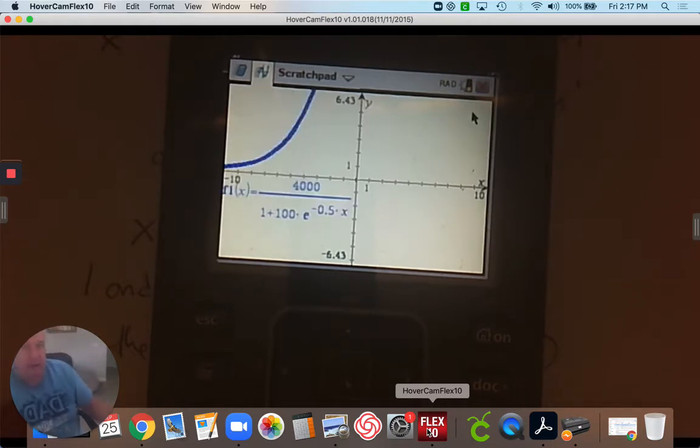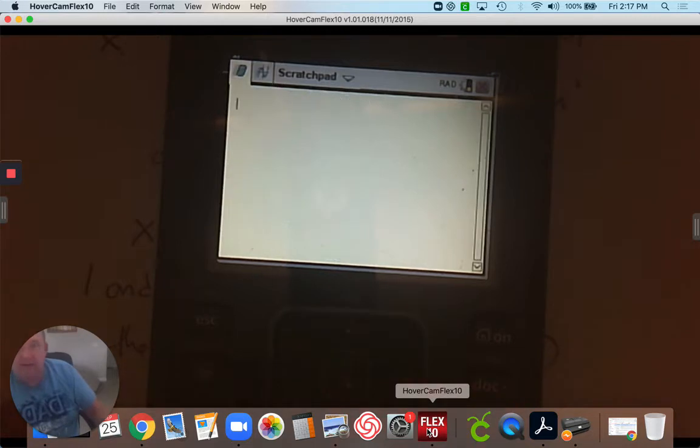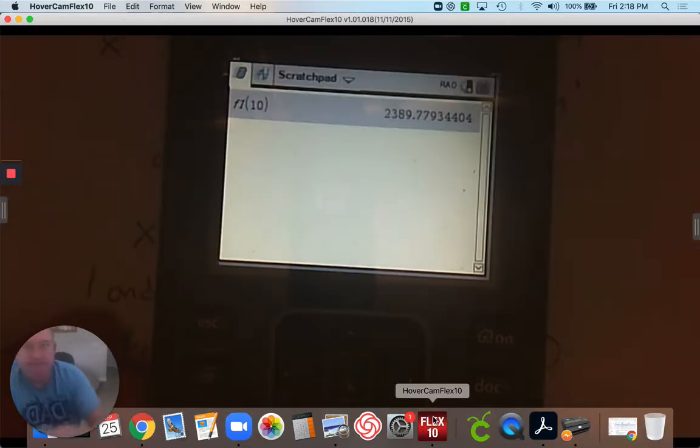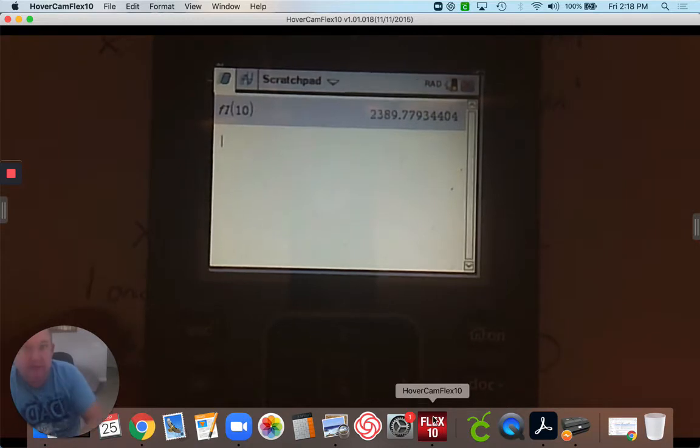Now I'm going to use that, and I'm going to go back to calculate, and then I'm just going to calculate what it asks to calculate, so it'll be easier. So how many people became sick by the 10th day? So I'm going to type in F1 parentheses 10. Let me show you. Just that, F1 parentheses 10. Because it's defined as F1 at X, you just type in 10. It makes things a lot easier. It's people, I'm going to round, 2,390.